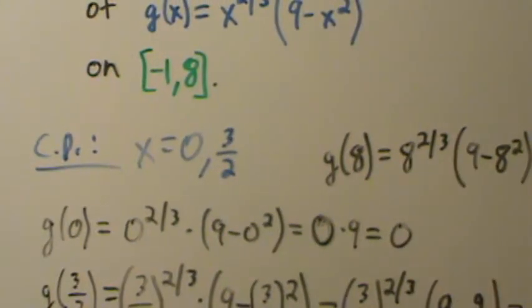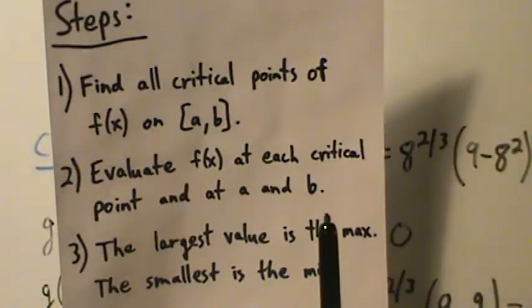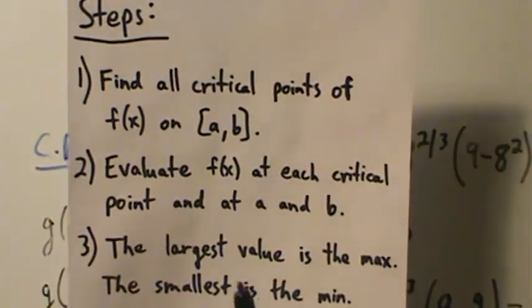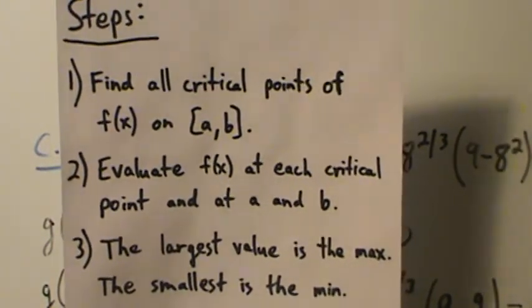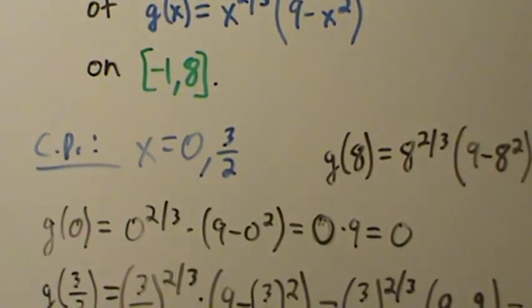So step 2 is evaluate the function at each critical point and at A and B. Step 3, again, isn't really a step, there's nothing left to do but write out the answer pretty much. The largest value is the max, the smallest is the min. So let's go ahead and summarize what we just found.